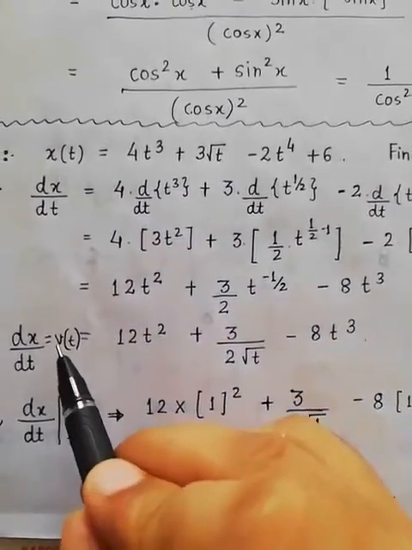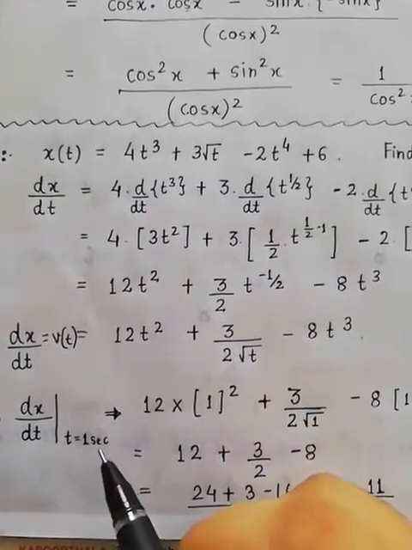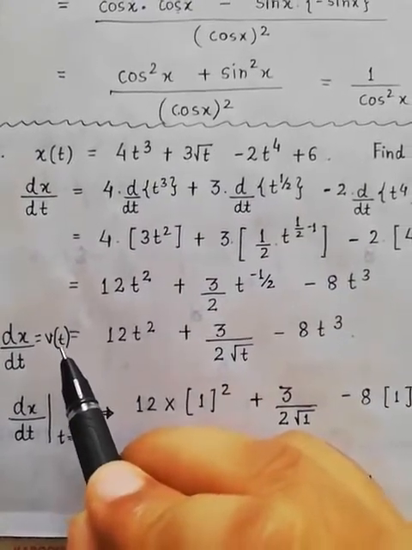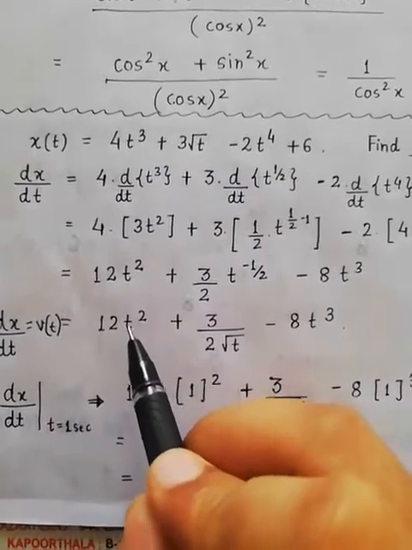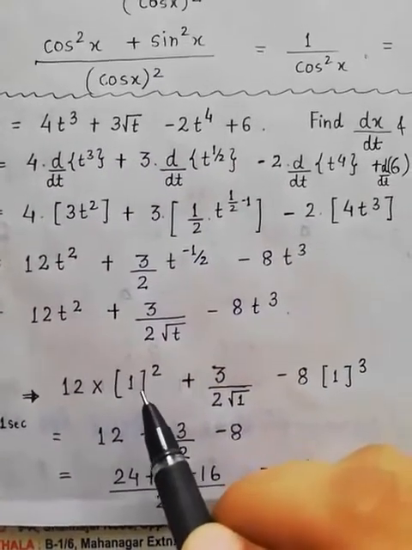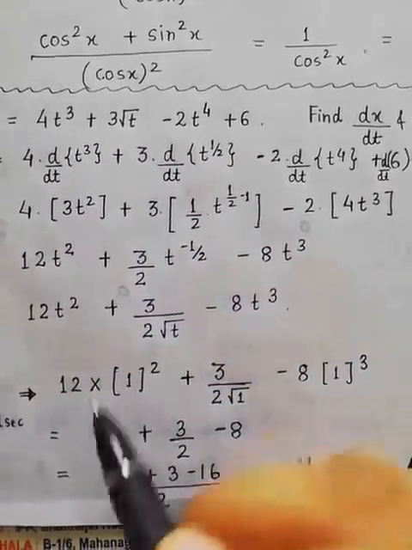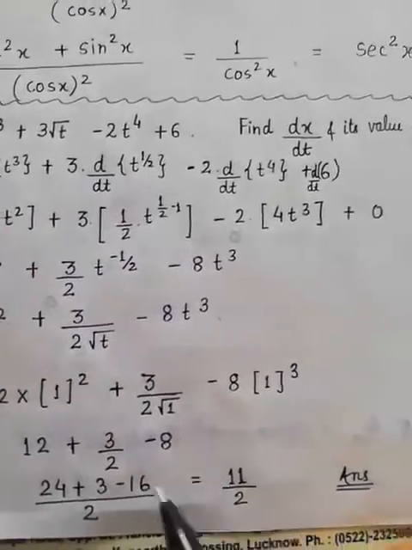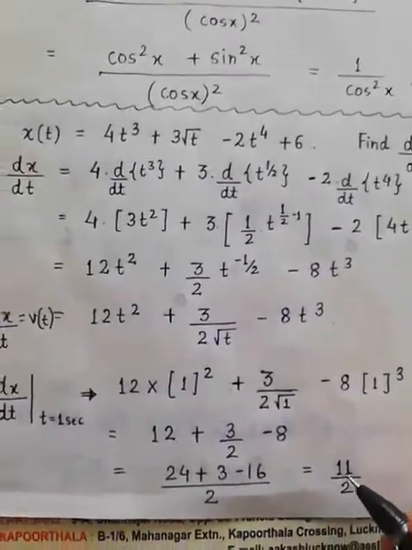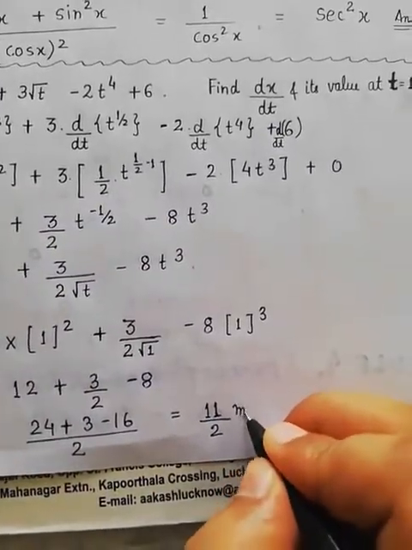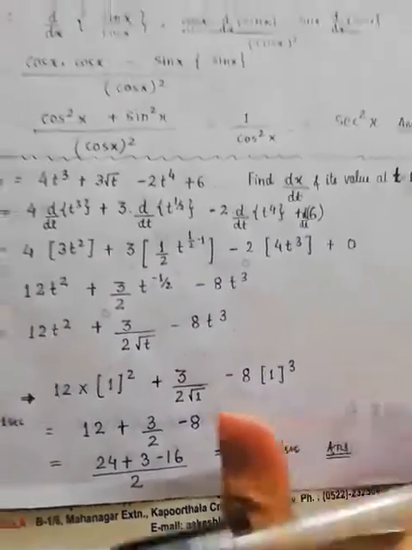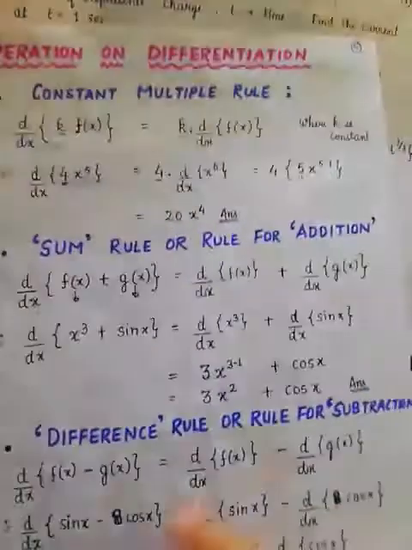And if I ask you to calculate the velocity at time t equals 1 second, that means you have to put the value of t equals 1 second. So in place of t, substitute t equals 1. On putting the value of t and solving, you get your answer like this, 11 by 2. And if this is velocity, the answer is 11 by 2 meter per second. Okay, now look at the other examples.